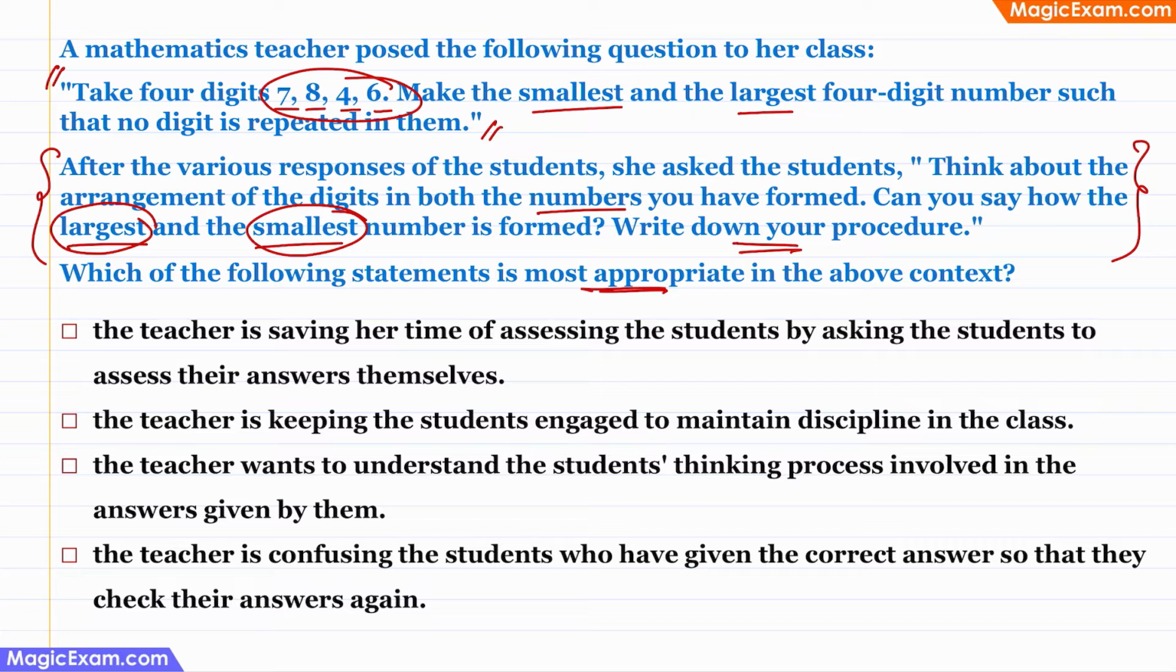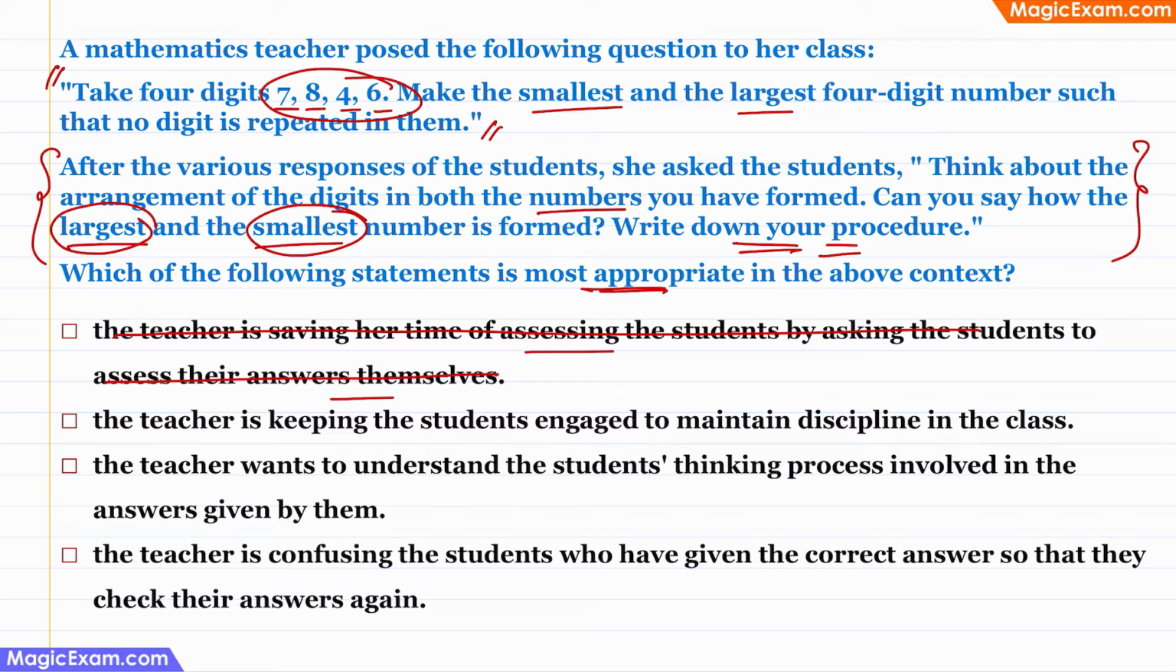Now, the first option says the teacher is saving her time by asking the students to assess their answers themselves. Now, the teacher has not told the students whether they are correct or wrong. She has just received the responses from the students and she's asked them to look at the numbers again and write down the procedure with which they arrived at the number. She is not telling them whether they have done it correctly or they are wrong. So there is no assessment involved here.